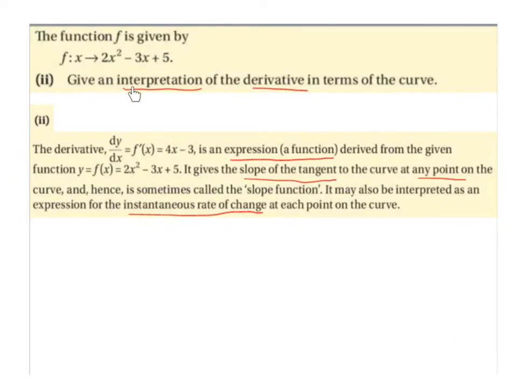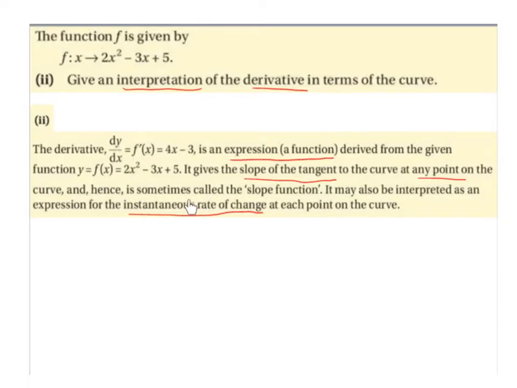Part 2. Give an interpretation of the derivative in terms of the curve. The derivative dy dx is equal to f prime x is equal to 4x minus 3, an expression, or a function, derived from the given function y equals f of x, which is equal to 2x squared minus 3x plus 5. It gives the slope of the tangent to the curve at any point on the curve, and hence is sometimes called the slope function. It may also be interpreted as an expression for the instantaneous rate of change at each point on the curve.